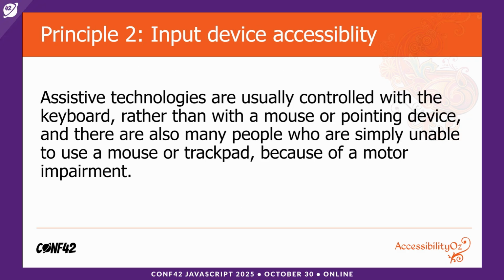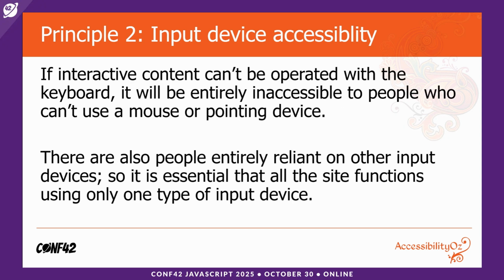Principle 2 is about input device accessibility. Assistive technologies are usually controlled with the keyboard rather than a mouse or a pointing device, and there are many people who are simply unable to use a mouse or a trackpad or a keyboard because of a motor impairment. If interactive content can't be operated with the keyboard, it will be entirely inaccessible to people who can't use a mouse or pointing device. There are also people entirely reliant on other input devices, so it's essential that all the site functions using only one type of input device.